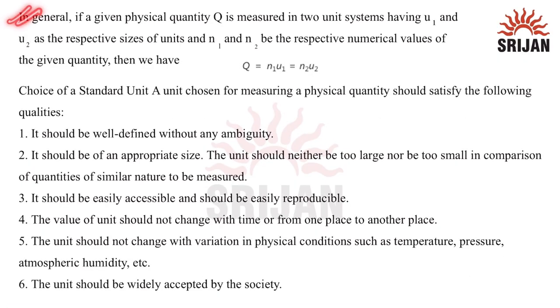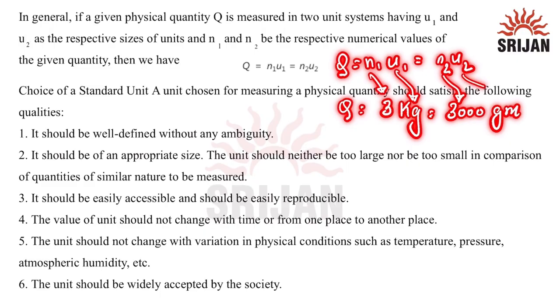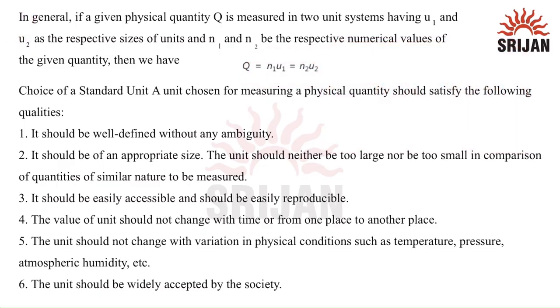Now in general, if a given physical quantity Q is measured in two unit systems, with U1 and U2 as the respective sizes of the unit and n1 and n2 as the numerical values of the given quantity Q, then we can say n1 U1 equals n2 U2. For example, if a given physical quantity is 3 kg, it can also be written as 3000 gram. So 3 U1 equals 3000 U2, when U1 is kg and U2 is gram. This is what is meant by this particular statement and this particular relation.